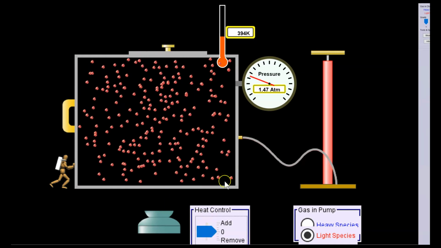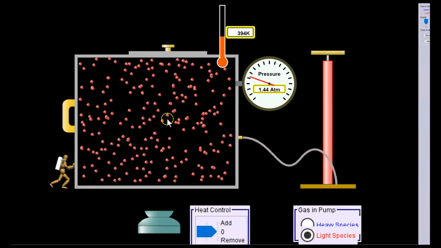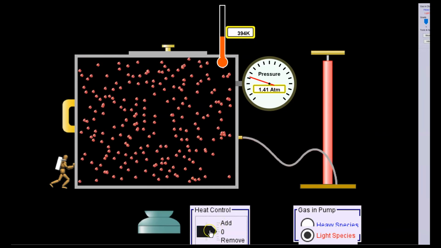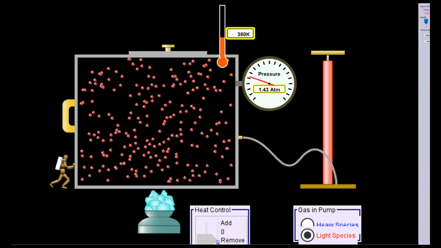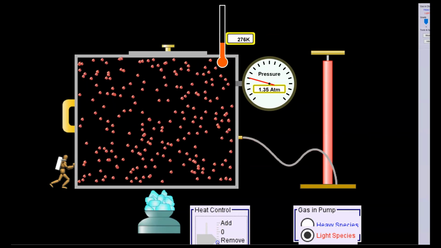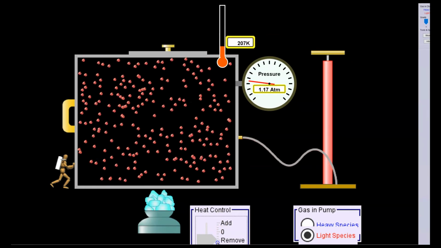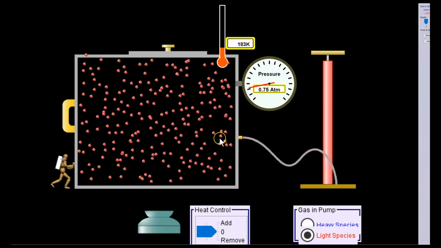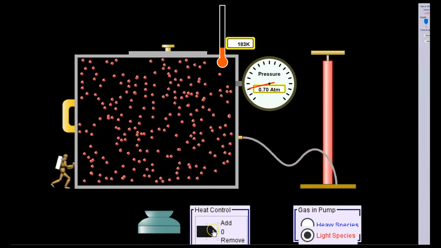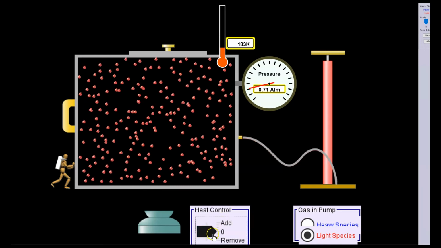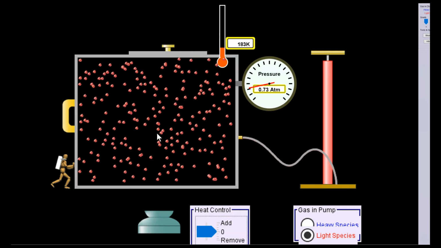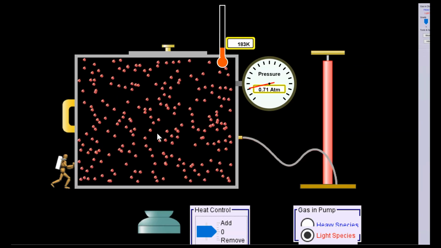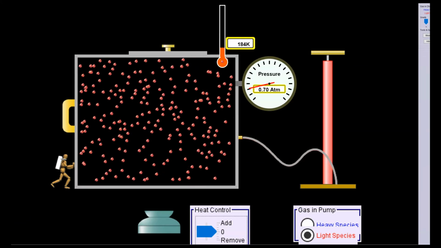Now, if I want to decrease the pressure inside the gas, then what I'm going to do here is, using this thing, I could put this thing on ice. And you could see that the temperature is dropping, but at the same time, you're also seeing that the pressure is dropping. So a lower temperature implies that the molecules have less kinetic energy, which means that they're moving slower, and therefore they collide less, and I have a lower pressure.